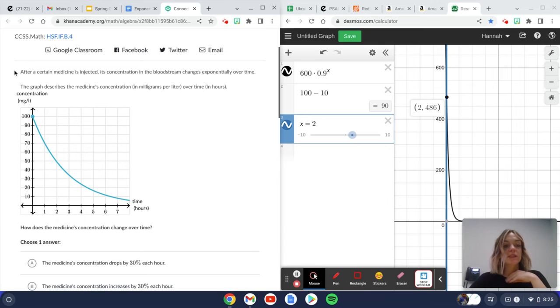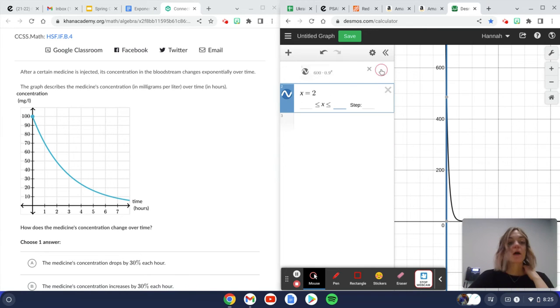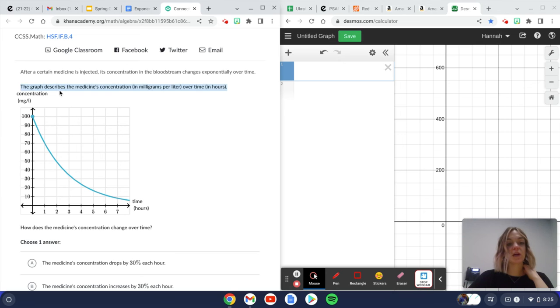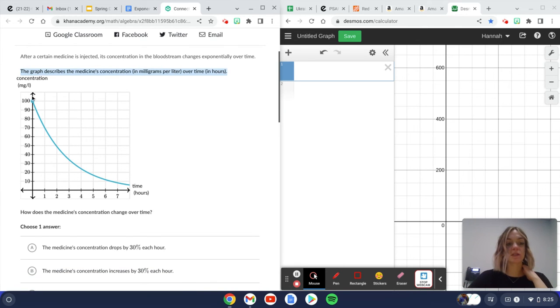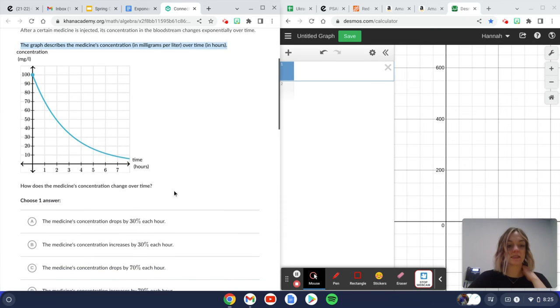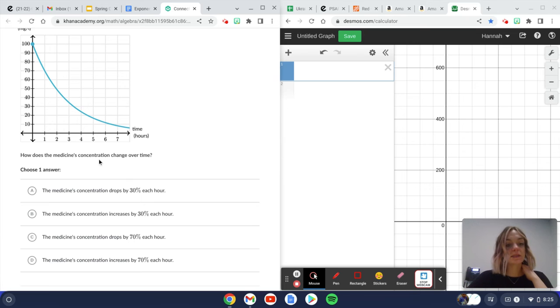Okay, now this one says after a certain medicine is injected, its concentration in the bloodstream changes exponentially over time. The graph describes the medicine's concentration in milligrams per liter over time in hours. So this is the concentration y. Time is always x, on my x-axis here in hours. How does the medicine's concentration change over time?